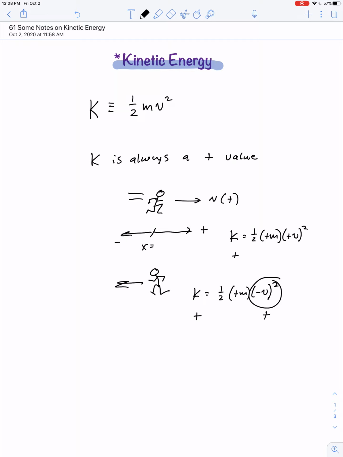Now, changes in kinetic energy can be negative. If somebody slows down, they have a decrease in their kinetic energy. So delta K is negative if something slows down, and of course the change in kinetic energy is positive if the object speeds up.